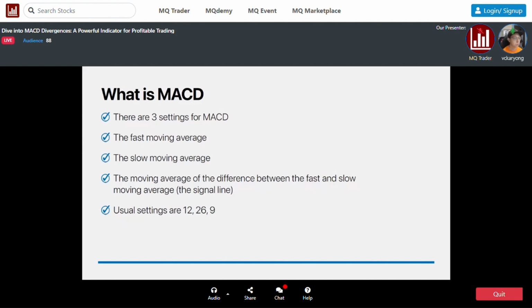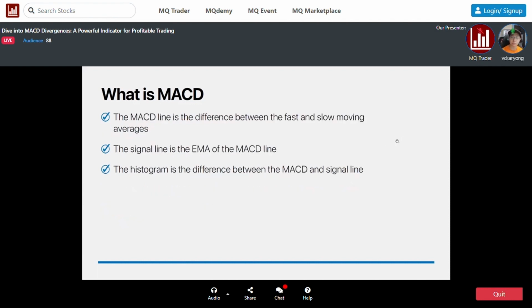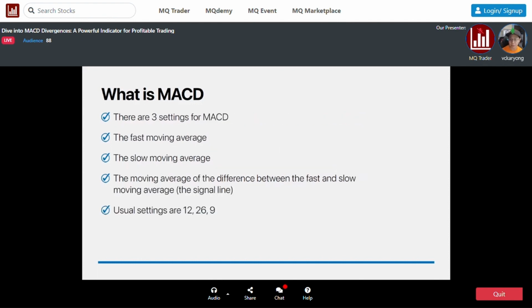Again, you need to understand a little bit of these basics so you can appreciate what this indicator really is. Now, we also have what we call the MACD line. Just now we have the fast moving average, the slow moving average, and then the difference between them, which is the signal line. And then we also have the MACD line. The MACD line is basically the difference between the fast and the slow. The signal line itself is the EMA of the MACD line. So I backtrack a bit, my mistake on this.